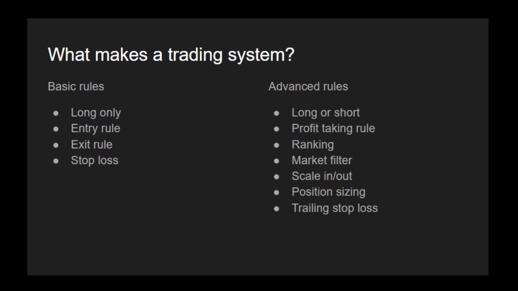A trading system is comprised of rules. We apply those rules to systematically buy and sell financial instruments. This slide shows some of the types of rules I'm talking about. We've got the basic rules on the left, and that's what I'm talking about in this video. We're trading long only. We're going to have a rule that tells us when to enter a position. We'll have a rule that tells us when to exit our position. We'll have a stop loss rule. This rule kicks in to limit our losses when the position moves against us.